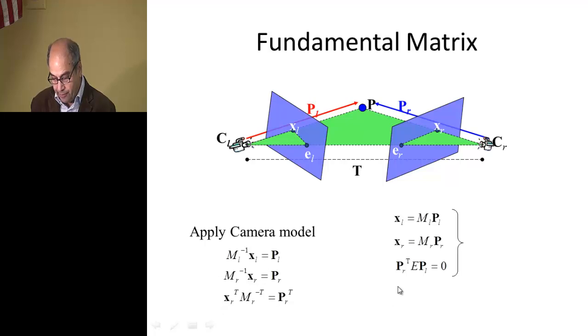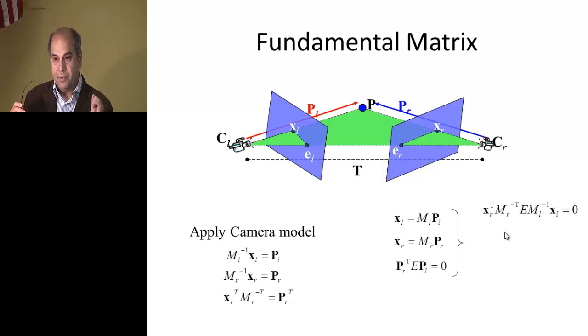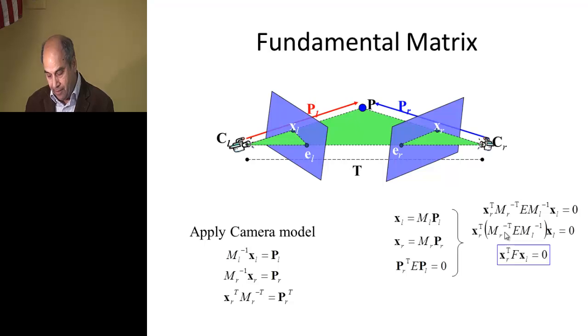We are going to substitute here. Okay? So for PR transpose, we'll substitute this, and PL we'll substitute this, and that will become like this. This is the PR transpose, this E here, and PL from here. And then we have the essential matrix E, left camera matrix, right camera matrix. We have three matrices multiplied together, become one matrix, and that is called the fundamental matrix. Bingo. That's, again, a very interesting result.